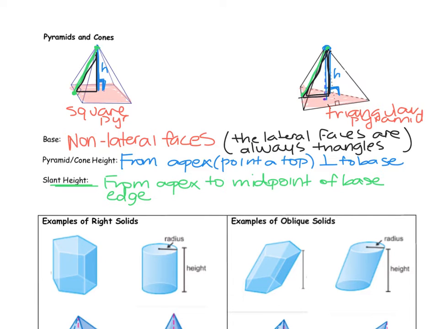Yesterday we talked about a right solid having a height along its edge, whereas an oblique solid has a height that is shorter than its edge. Here these prisms and cylinders have a height that is shorter than the edge. It's the distance between the bases. And we have the same thing with pyramids and cones.